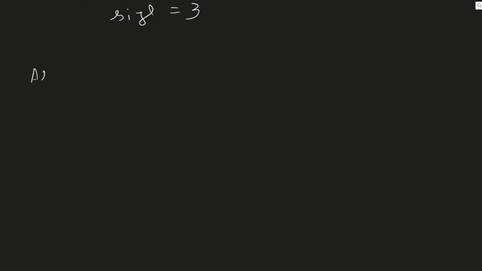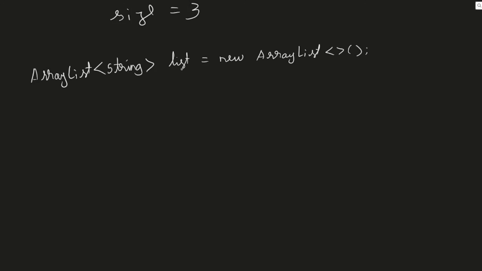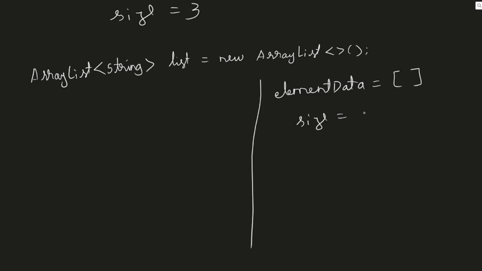Let me just declare an ArrayList again. Angular brackets, string, list equals new ArrayList. When Java encounters this line, what it does is it will declare an element data variable with an empty array and size initialized to 0.